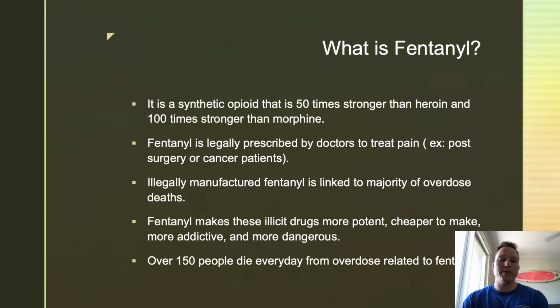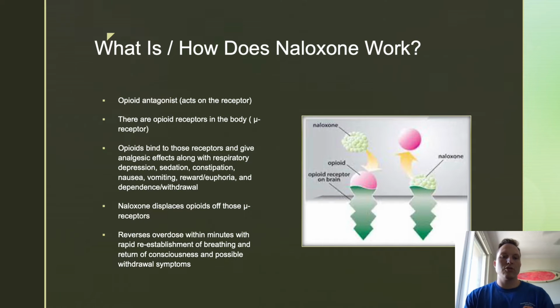And over 150 people die every day from overdose related to fentanyl. So what is naloxone and how does it work? Naloxone is an opioid antagonist, which just means that it acts on opioid receptors.